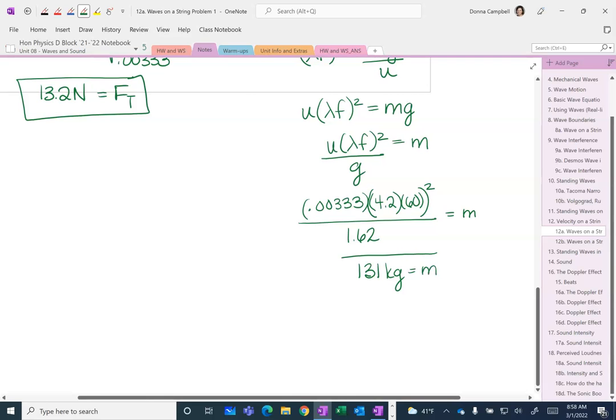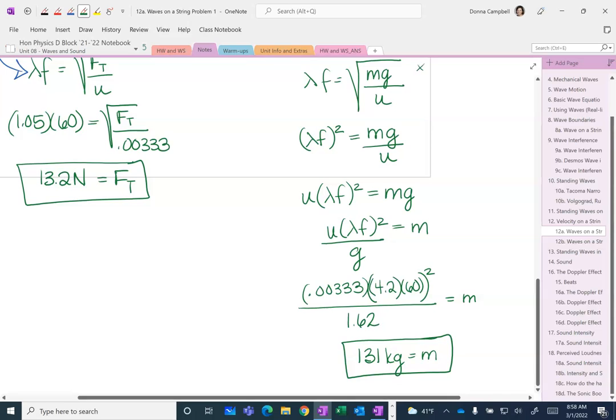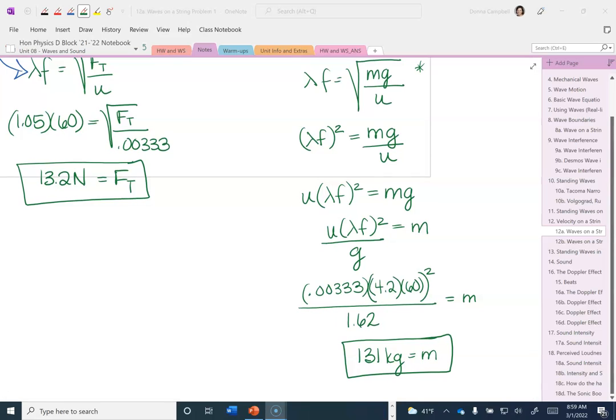That would be that mass. If you don't want to rearrange it, like I did, you can always just plug in up here and you can solve out for 131 kilograms. So let's take a look at 12b.